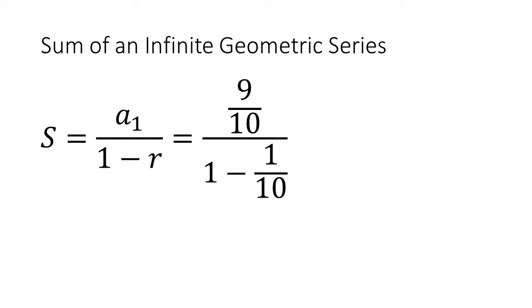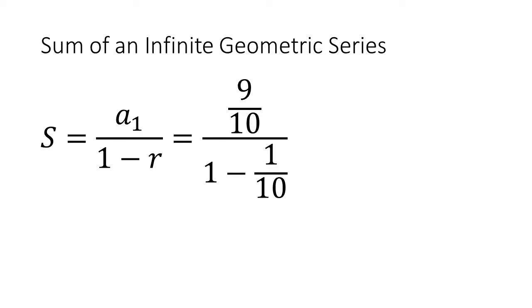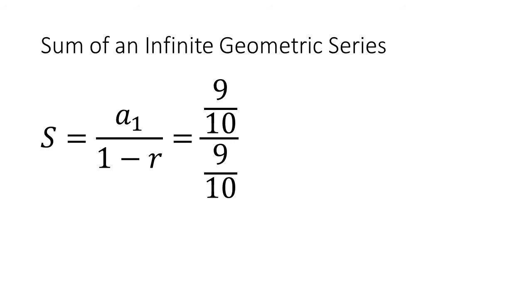Now again, in this problem, A1 is 9 over 10 and R is 1 over 10. So our sum is 9 over 10 over 1 minus 1 over 10. Well, what's 1 minus 1 over 10? 1 minus 1 over 10 is 9 over 10. So our sum is 9 over 10 divided by 9 over 10, which of course is 1. So our sum, if I add all these terms up, is going to equal 1.